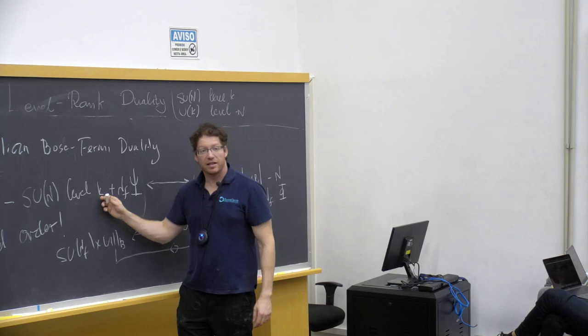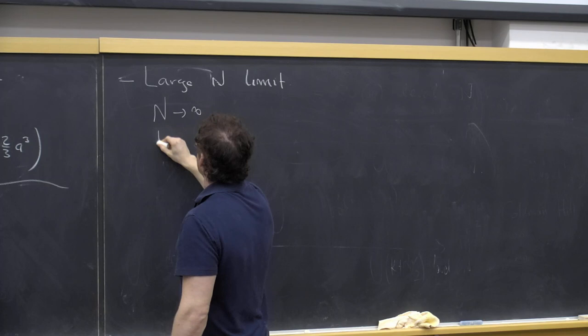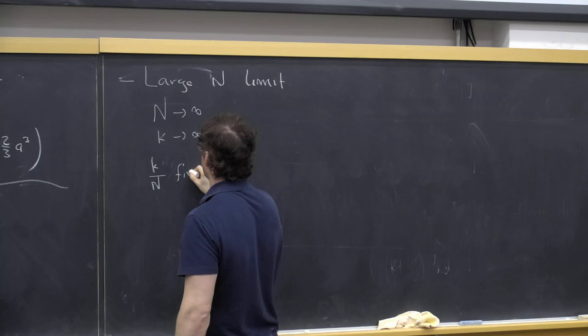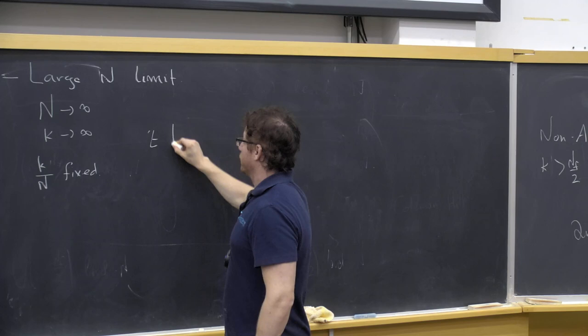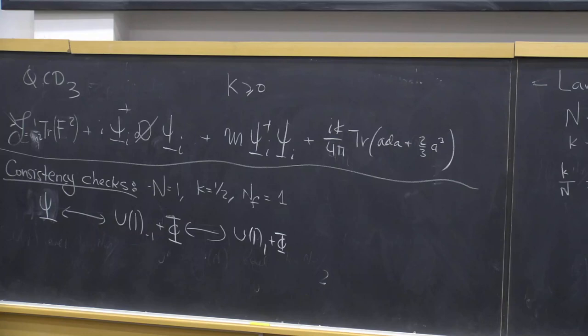Okay? So a natural large n limit is to take n to infinity, k to infinity, while keeping k over n fixed. This is sometimes called in the literature a 't Hooft limit for these theories. It's not the same as the 't Hooft limit for ordinary QCD, which involves g squared. This is a different 't Hooft limit in which you can analyze the theory.